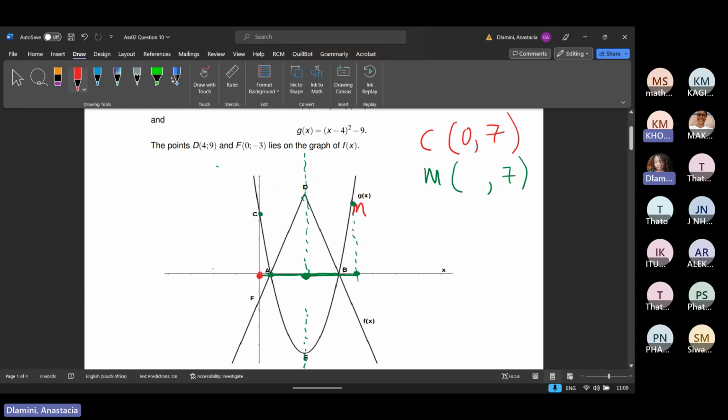So from here to there, how many units did I move? 4.